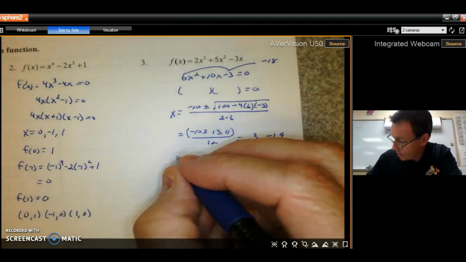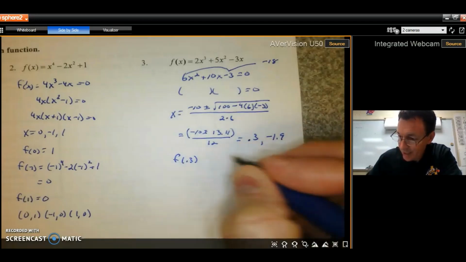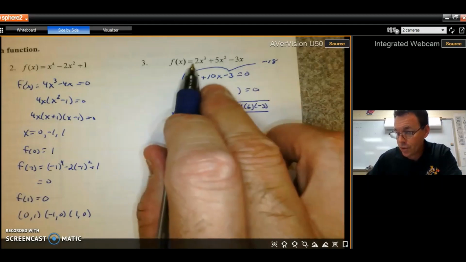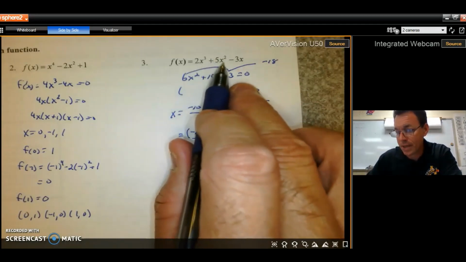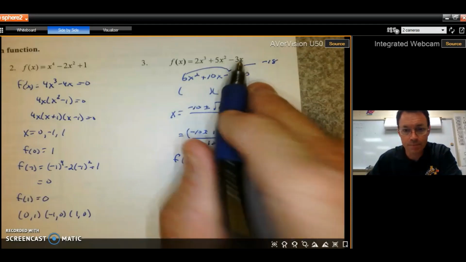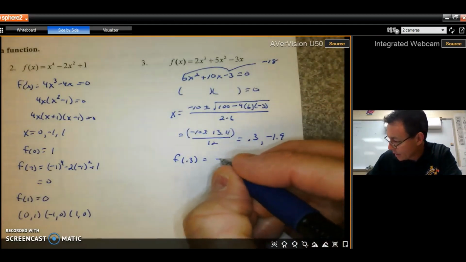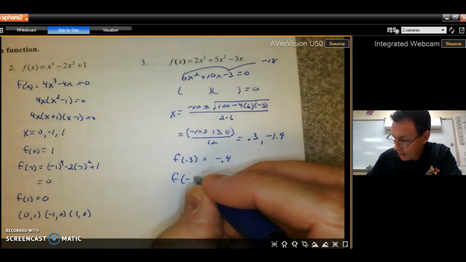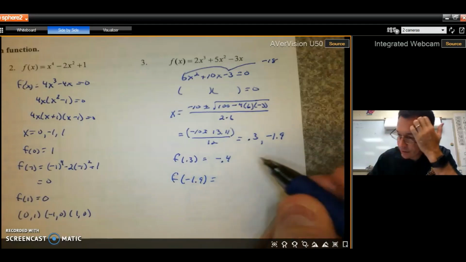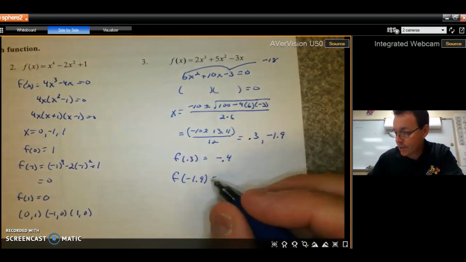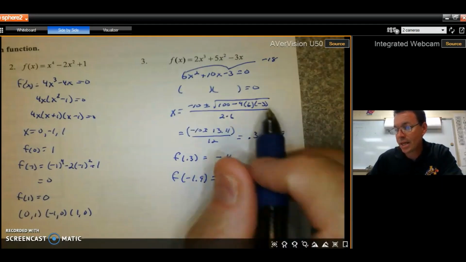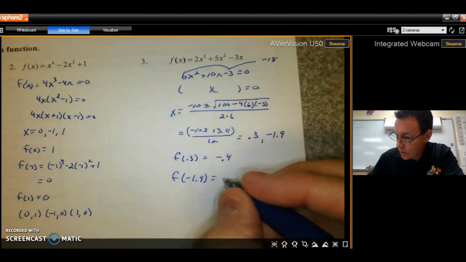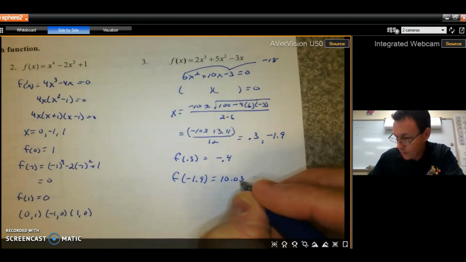So now I've got to put 0.3 back into that original function: 2 times 0.3 cubed plus 5 times 0.3 squared minus 3 times 0.3. Put that in your calculator and you're going to get negative 0.4. Then put negative 1.9 into your calculator for your x's. Be sure to put parentheses around the negative so that your exponents treat the negative correctly. When you do that, you'll get about 10.03.